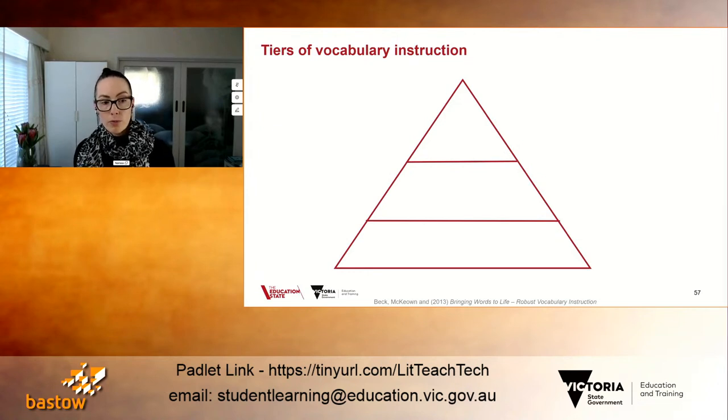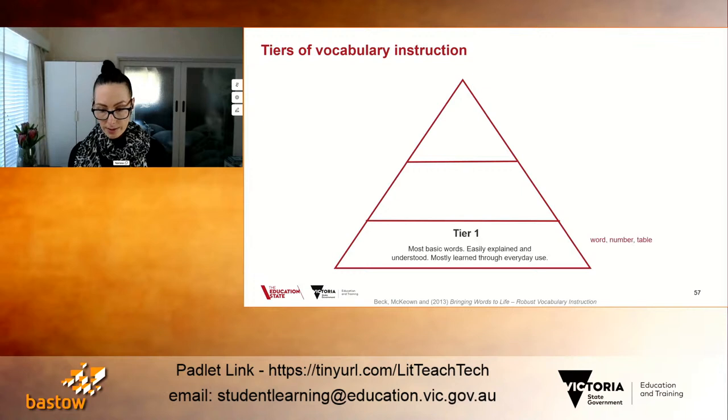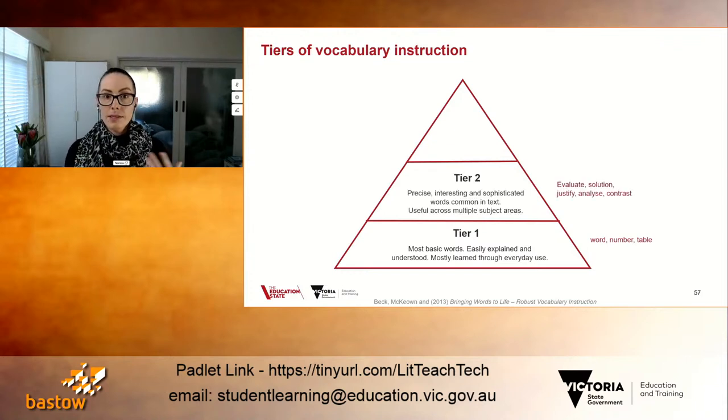Well, for this, I'm going to bring in Beck and McKeown's three tiers of vocabulary instruction. It doesn't matter which subject area or what year level you're working with, these three tiers remain the same. Firstly, there's tier one. Tier one are your everyday words, the words that we use in everyday conversation. I've put some examples on the side there: word, number, table. These are words that our kids are more than likely going to come up with in everyday conversation.